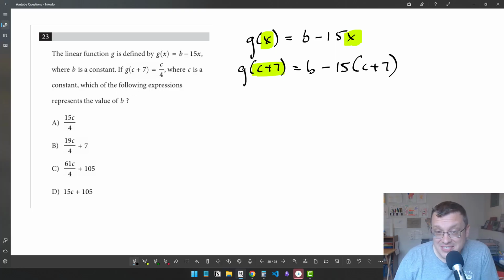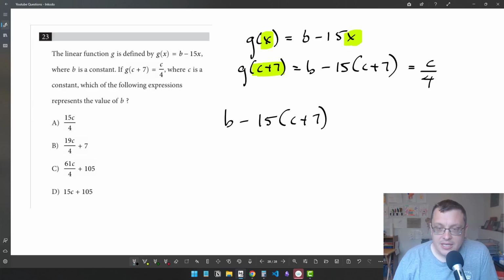We know that this thing, g of c plus 7, which equals this thing, also equals c over 4. The output of this function when we input c plus 7 is c over 4. And so this crazy looking expression should equal c over 4. And now we have an equation, in terms of b and c, that I can now solve for b, to see what it equals in terms of c.